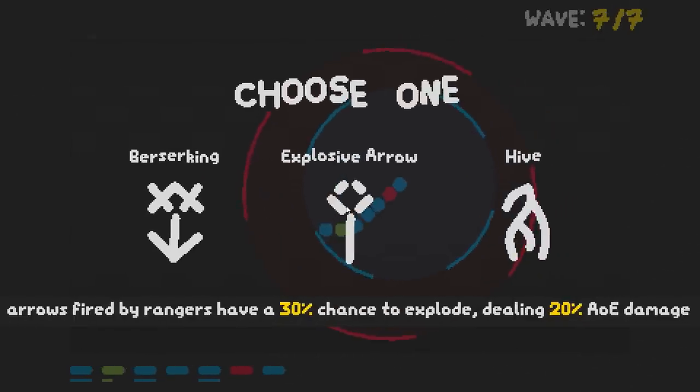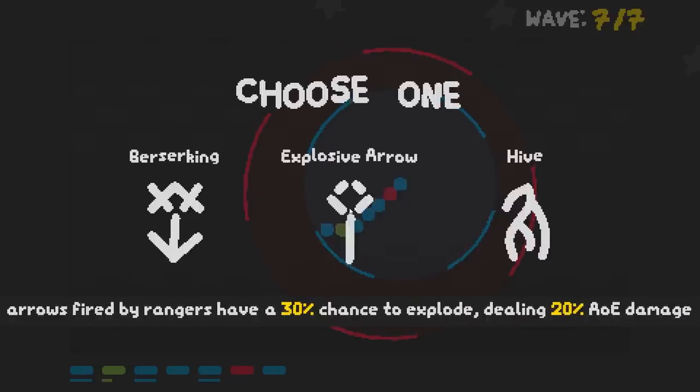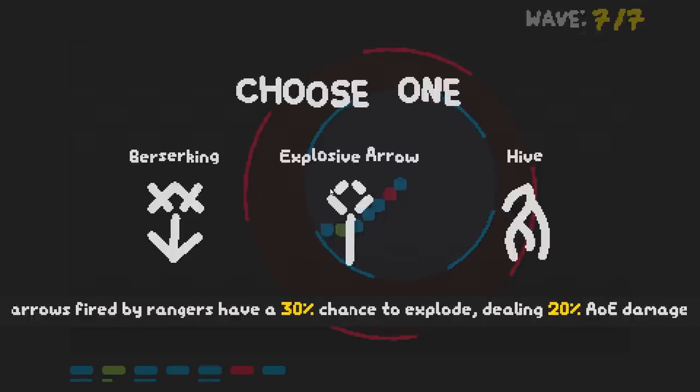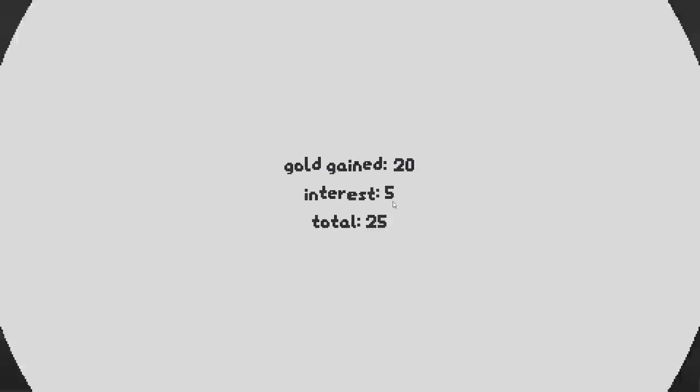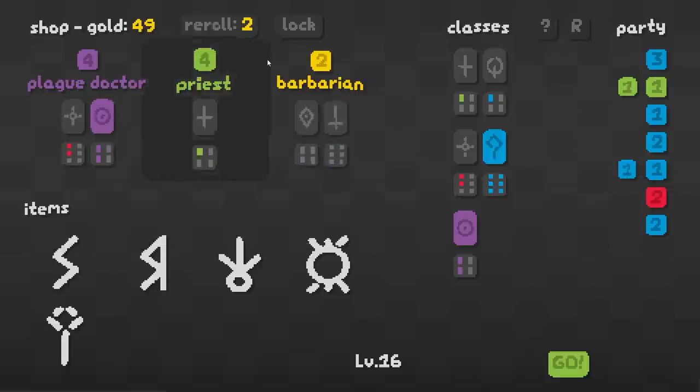Okay, Explosive Arrow. Not that helpful. Hive, no. Berserking, no. All of these are bad. Explosive Arrow is incredibly good, though. Like, I want that on a Ranger run someday. Just not this one.